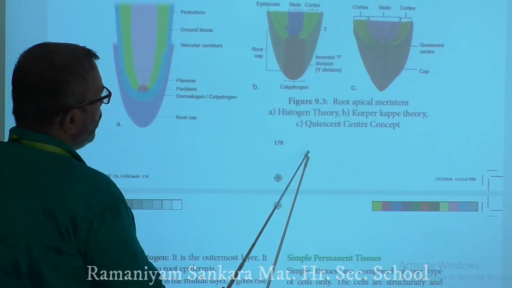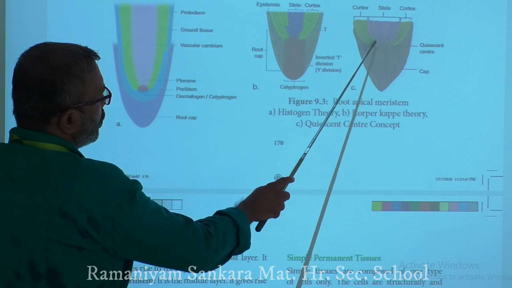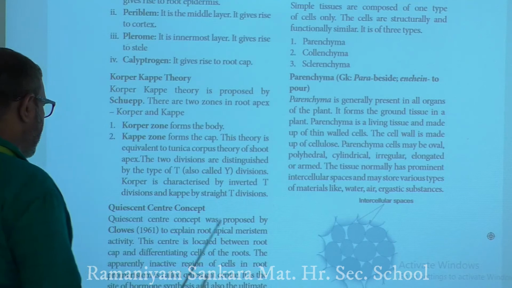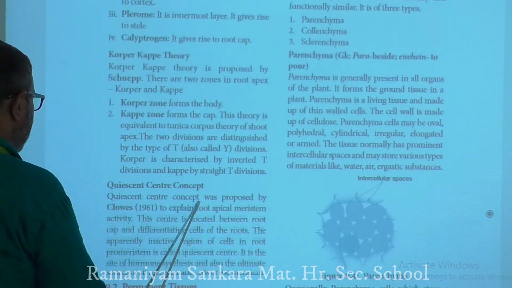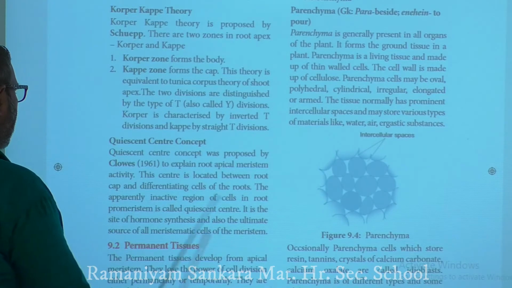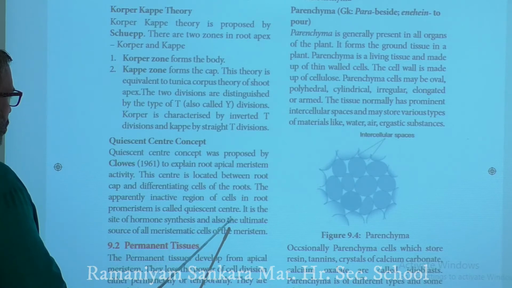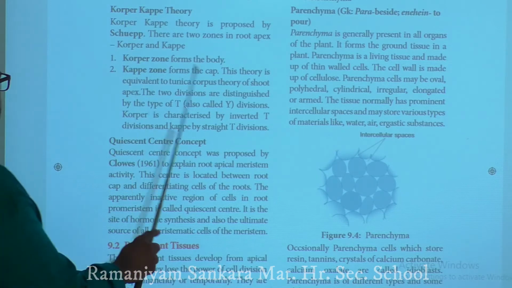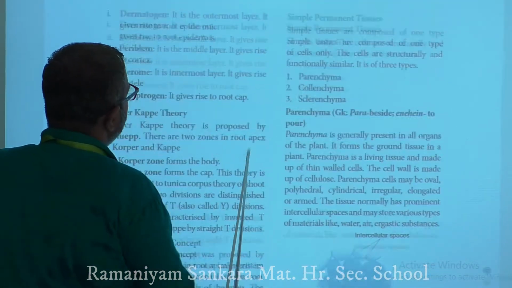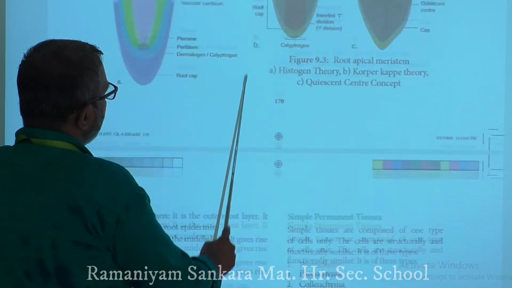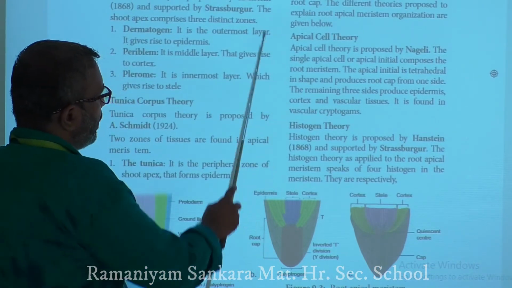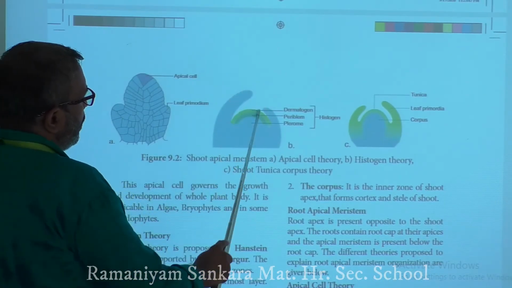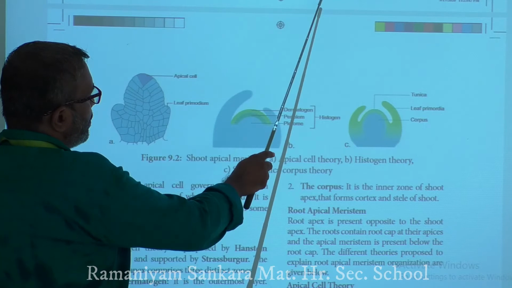That region is called the quiescent center. It is an inactive region. It is the site of hormone synthesis and also the ultimate source of meristematic cells of the meristem. That is called the root apex cell theory. So very important, root apex cell theory and apical cell theory. The diagram is also very important because sometimes they ask only the diagram.